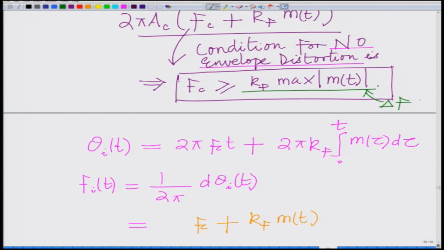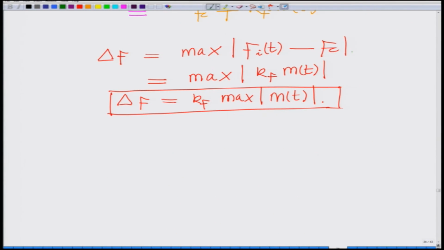And now, if you look at this, you will realize that this quantity, Kf times the maximum of the magnitude of m(t), is nothing but delta f. Therefore, the condition for no envelope distortion reduces to the fact that the carrier frequency must be greater than the peak frequency deviation of the FM signal.